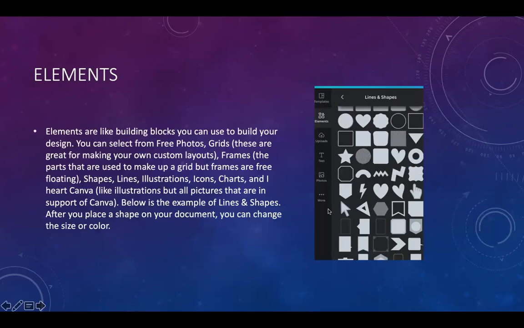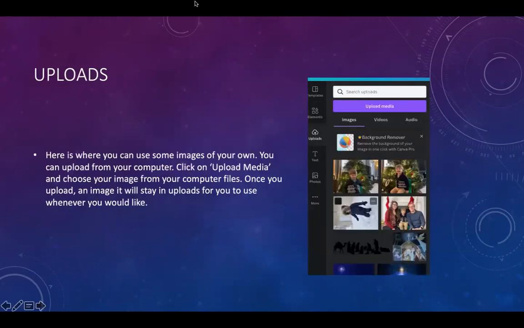And here's an example of the lines and shapes, some of the ones that are there. And when you place it on your document, you can change the size or the color of it. And again, we'll see it in action in a second. You can also upload any of your own images. This can be a graphic of any kind or a photograph.